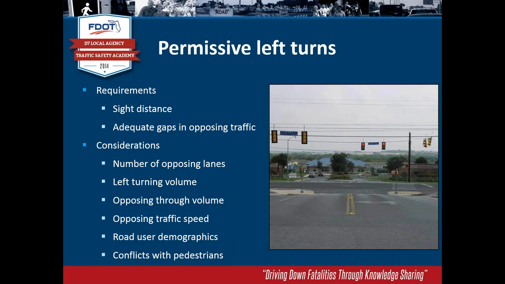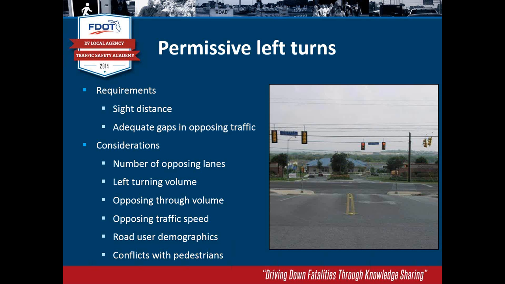All right, we'll look briefly at some of these things in a little more detail here. For permissive left turns, it is required that you have adequate sight distance. You have to be able to see the oncoming traffic that you're yielding to in order to see the gap, accept the gap, and drive through the gap. And so, again, sight distance is critical if you're going to be running permissive left turns. And there has to be adequate gaps in the opposing traffic.